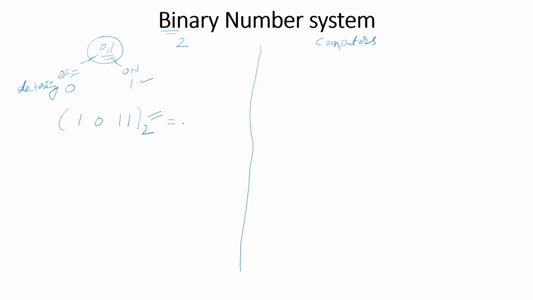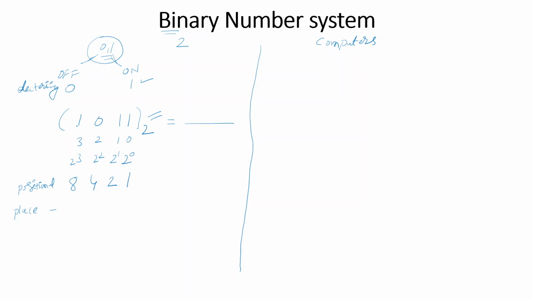Now what is the value of this binary number? We can simply follow the basic rule. Write down 0, 1, 2 and 3, and go to 2 to the power of 0, which is 1, 2 to the power of 1 is 2, 2 to the power of 2 is 4, and 2 to the power of 3 is 8. Now these are the positional values.